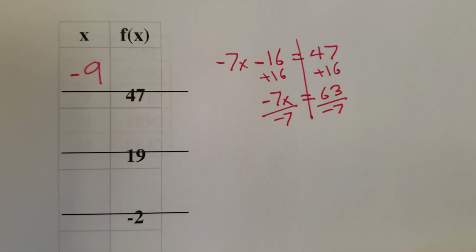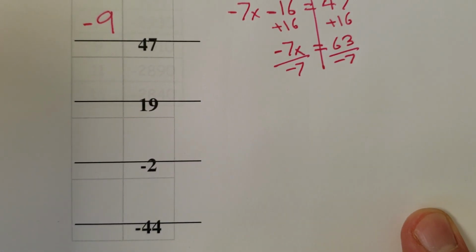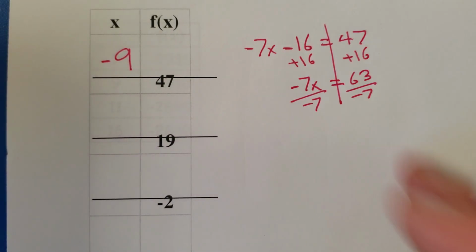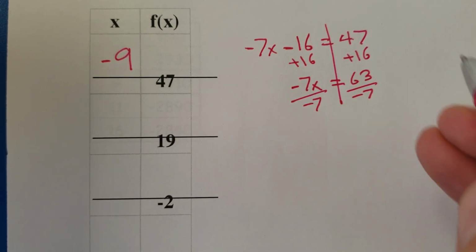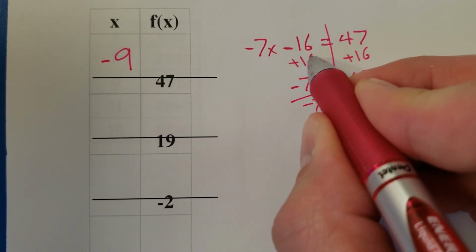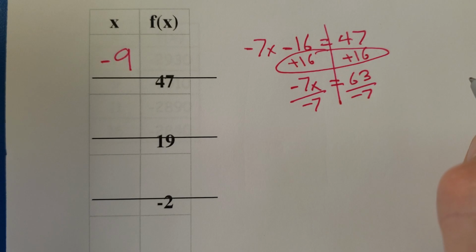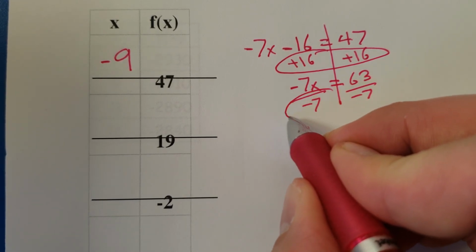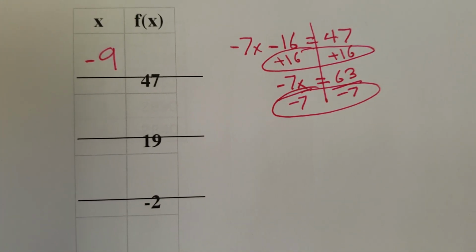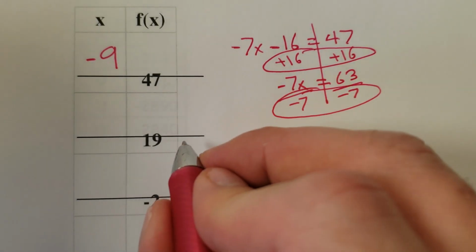So basically, you have to do the same thing 3 times in a row. Instead of doing the problem over and over again, here's what I'm going to do. What was my first step? My first step was add 16 to both sides, and then my second step was divide everything by negative 7. So watch how I'm going to completely life hack this question.